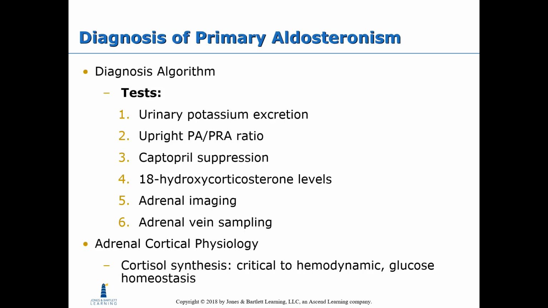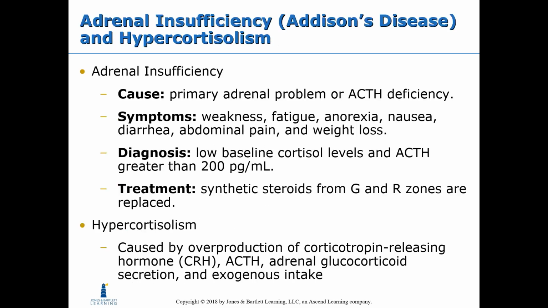Adrenal cortical physiology: cortisol synthesis is critical to hemodynamic and glucose homeostasis. Adrenal insufficiency can be caused by a primary adrenal problem or ACTH deficiency. Symptoms include weakness, fatigue, anorexia, nausea, diarrhea, abdominal pain, and weight loss. Diagnosis is low baseline cortisol levels and ACTH that's greater than 200 picograms per mL. Treatment includes synthetic steroids from G and R zones that are replaced.